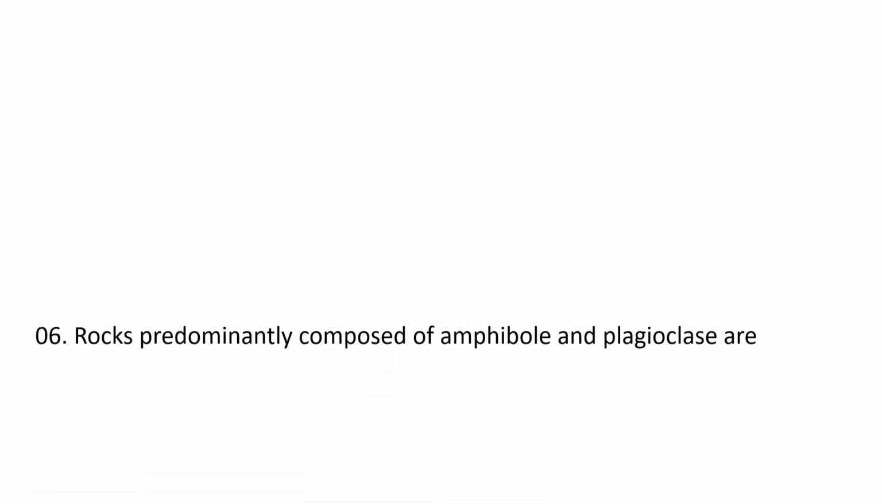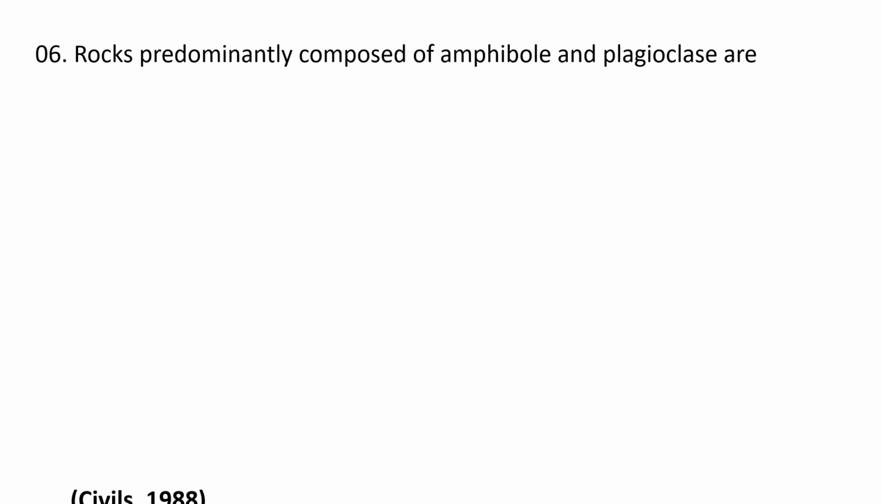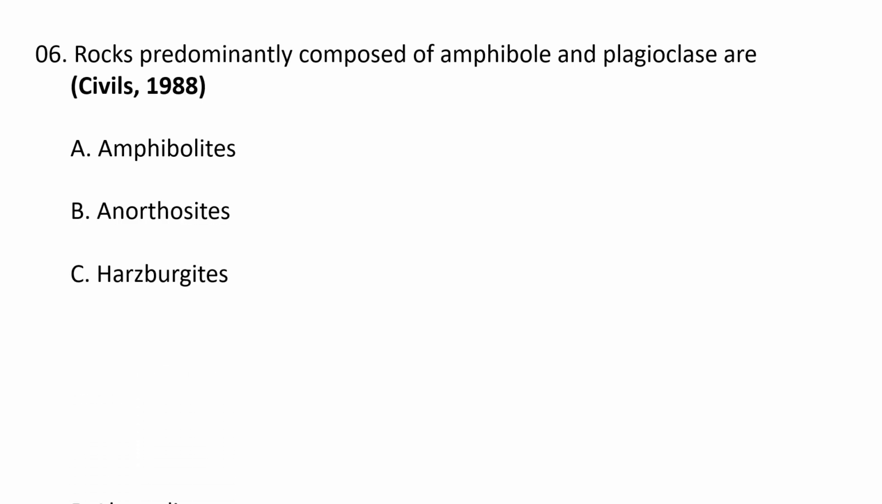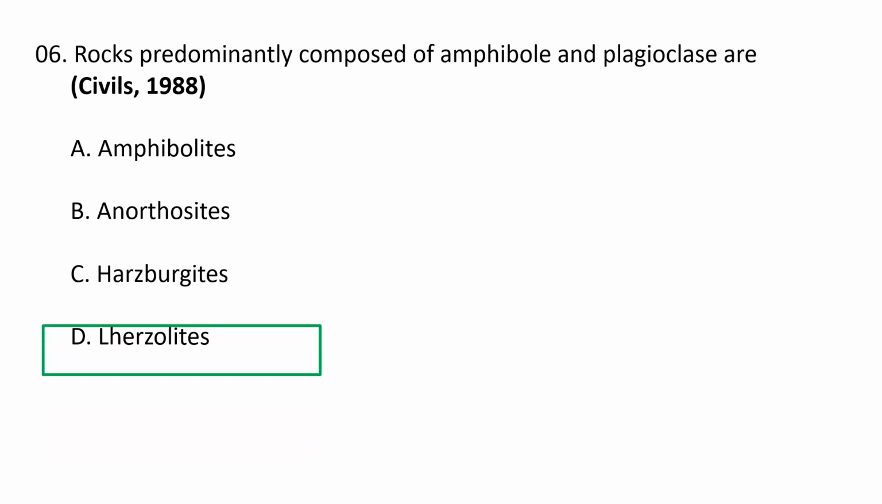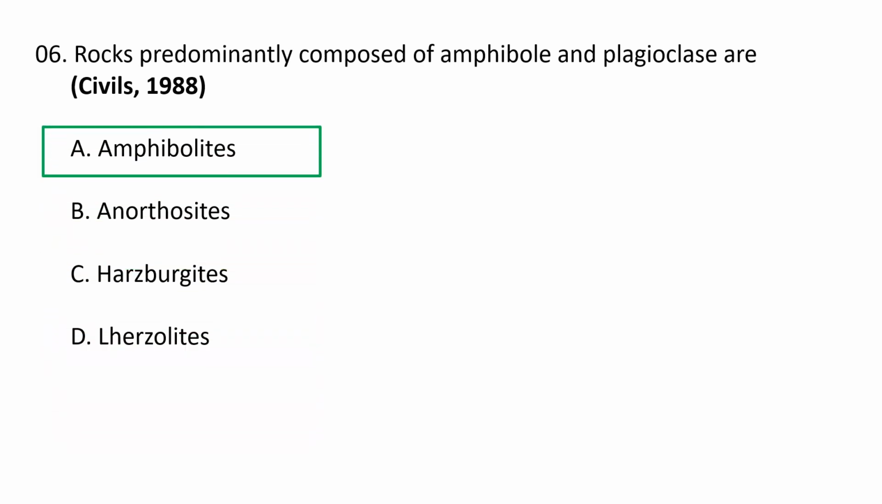Next question. Rocks predominantly composed of amphibole and plagioclase are A. Amphibolites, B. Anorthosites, C. Harzburgites, D. Hydrogeolites. So the correct answer is amphibolites. Amphibolites are a metamorphic rock which contains amphibole, especially hornblende and actinolite, as well as plagioclase feldspar, but with little or no quartz. It is typically dark colored and dense, with a weakly foliated or schistose or flaky structure.